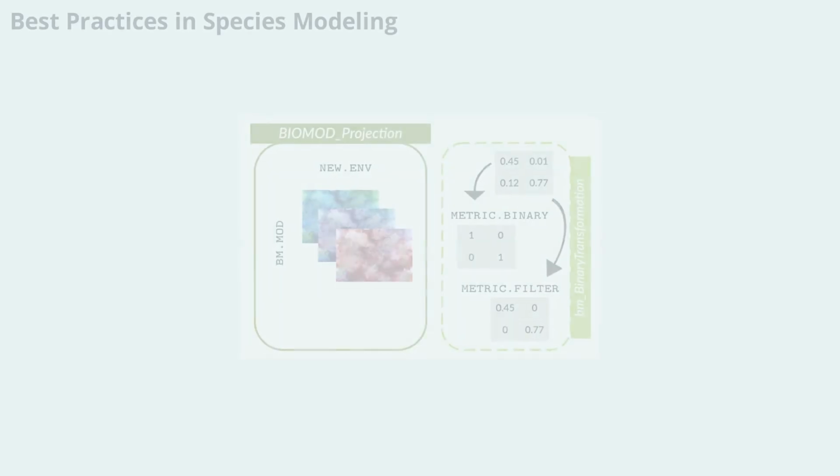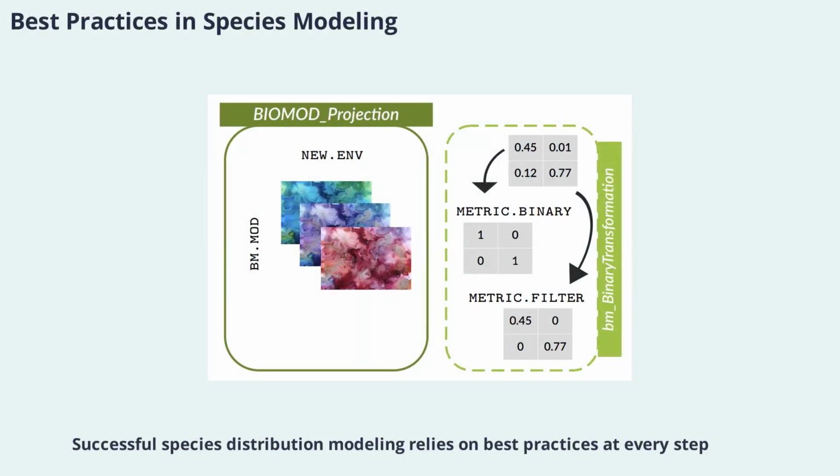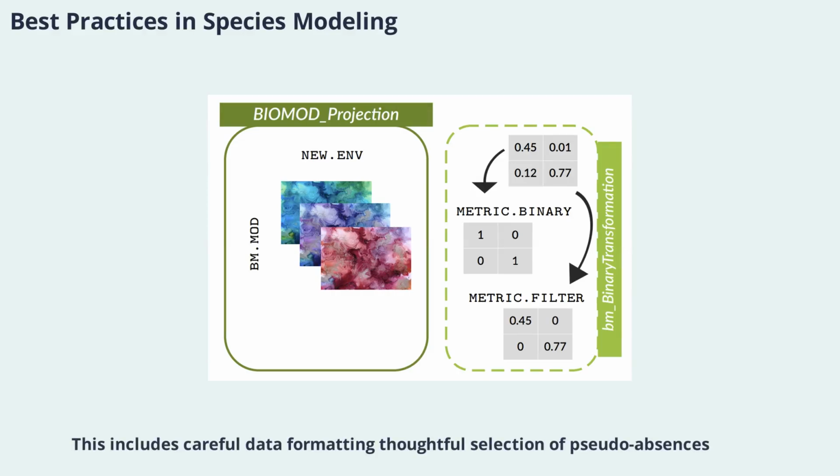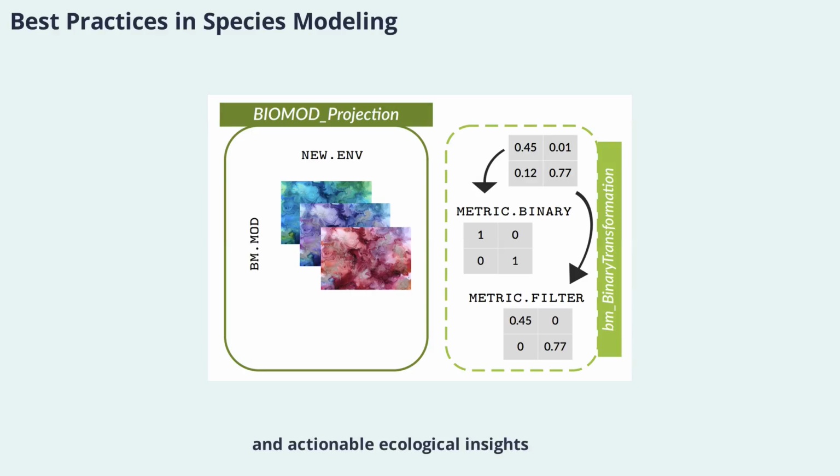Successful species distribution modeling relies on best practices at every step. This includes careful data formatting, thoughtful selection of pseudo-absences, rigorous cross-validation, and thorough model evaluation. Tuning parameters and comparing multiple models further enhance reliability. Ensemble modeling and clear visualization synthesize results and support decision-making. By following these best practices, researchers can produce robust, interpretable, and actionable ecological insights.